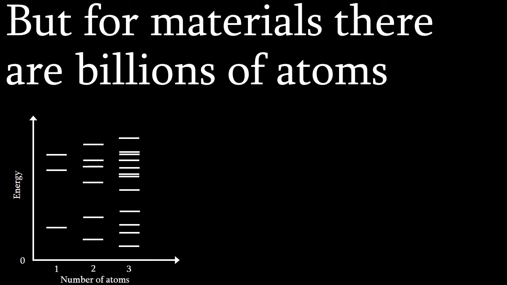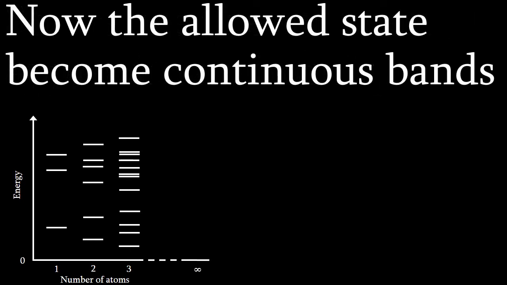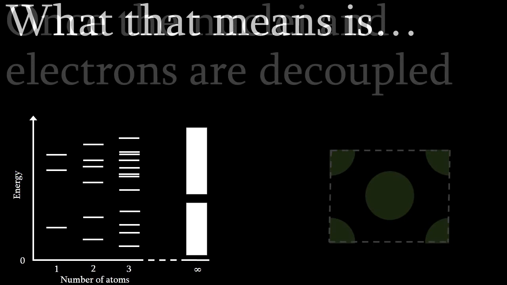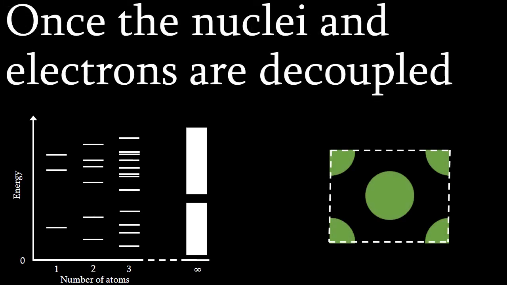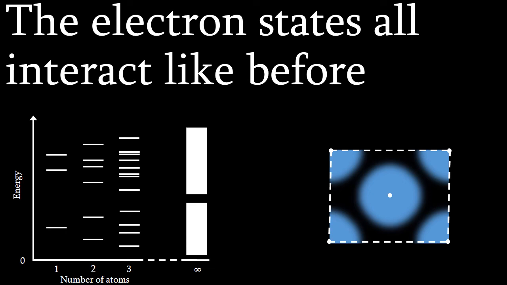But for materials, there are billions of atoms. So we use the unit cell to approximate infinity. Now the allowed states become continuous bands. What that means is, once the nuclei and electrons are decoupled, the electron states all interact like before.